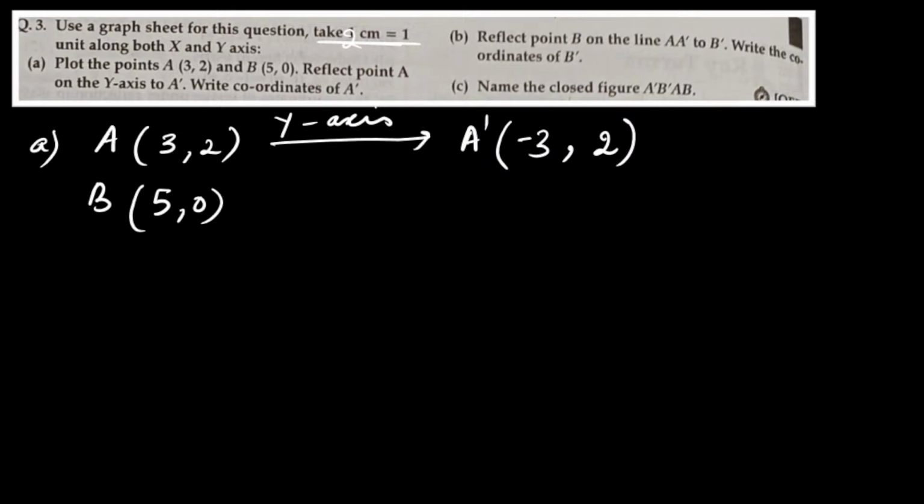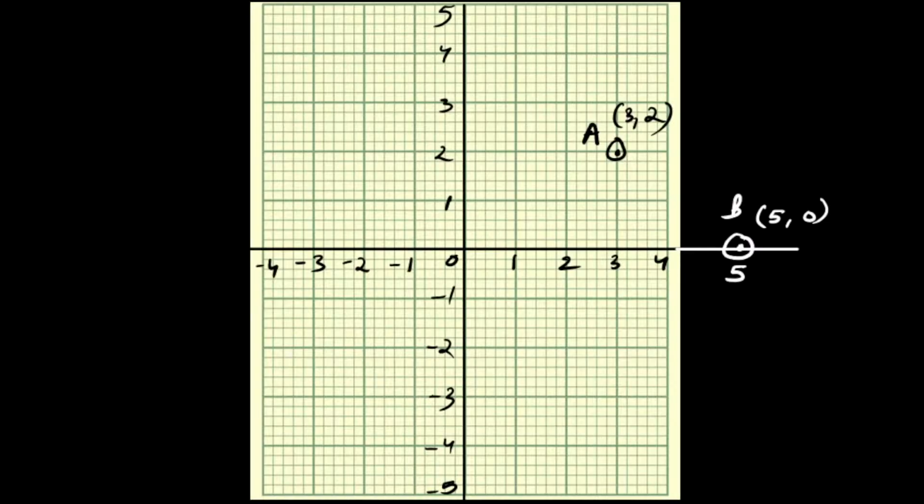So let's plot it. All the points you get, you just keep on plotting on the graph paper. On the x-axis locate minus 3, and you just have to go up till 2. I've just plotted it wrong. So minus 3 comma 2.